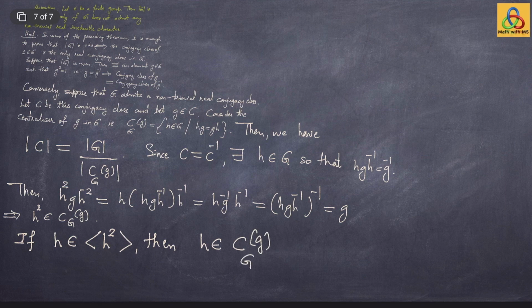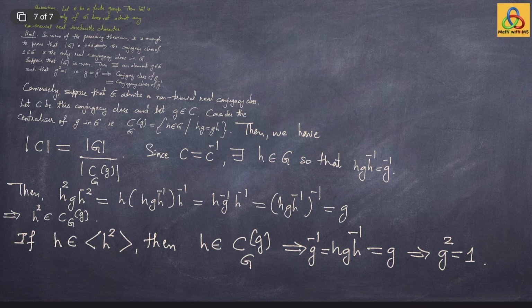But what does it imply? This implies that H g H inverse is the same as g, which is also the same as g inverse, which implies that g squared is 1, that is, g is an element of order 2. But remember that g is a non-trivial element because it is a non-trivial conjugacy class representative.